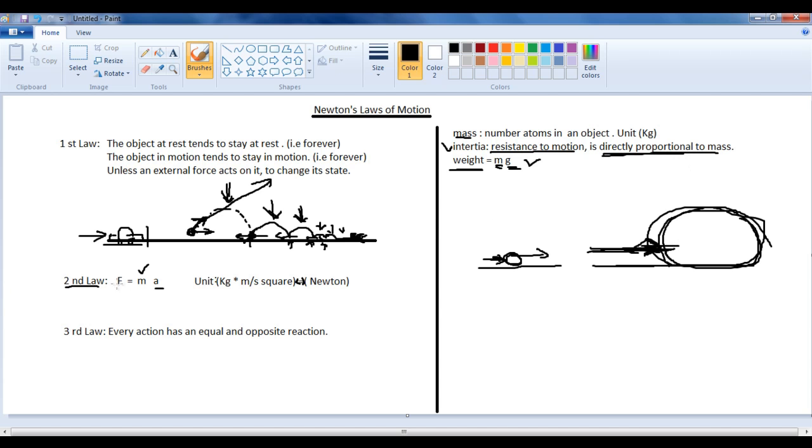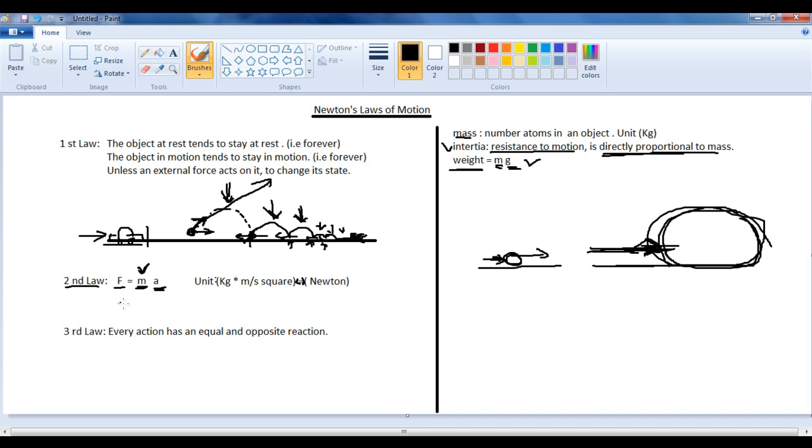Now let us come to this place. Now we understood what is mass: the number of atoms in an object. Good. Now what does Newton's second law say? Newton's second law says that force is equal to mass into acceleration. That means if you have an object with some mass, and you want to accelerate it this much, then you have to apply this much force. That is the meaning of Newton's second law.